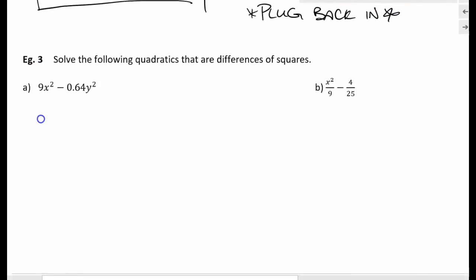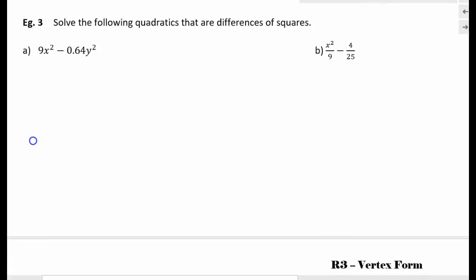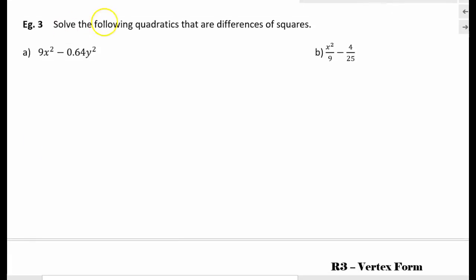Okay, our third example here is looking at solving quadratics that are differences of squares. So again, differences of squares requires that we have two perfect squares and they are subtracting.